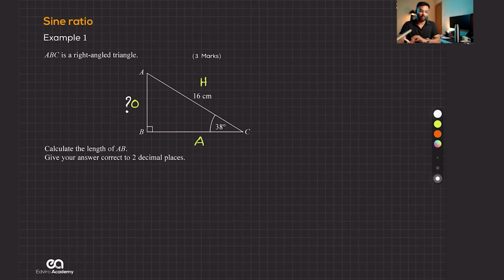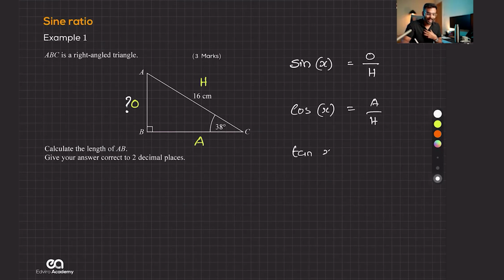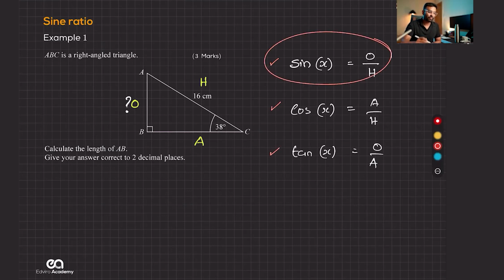So how would you write it now? You would write sine. Why would you write sine? Because sine is O by H. I want to show you something. We have something called cos, which is A by H, and we also have tan, which is O by A. There are three formulas to it, but don't worry, all three of them are similar stuff. From this, we will pick sine for this one.